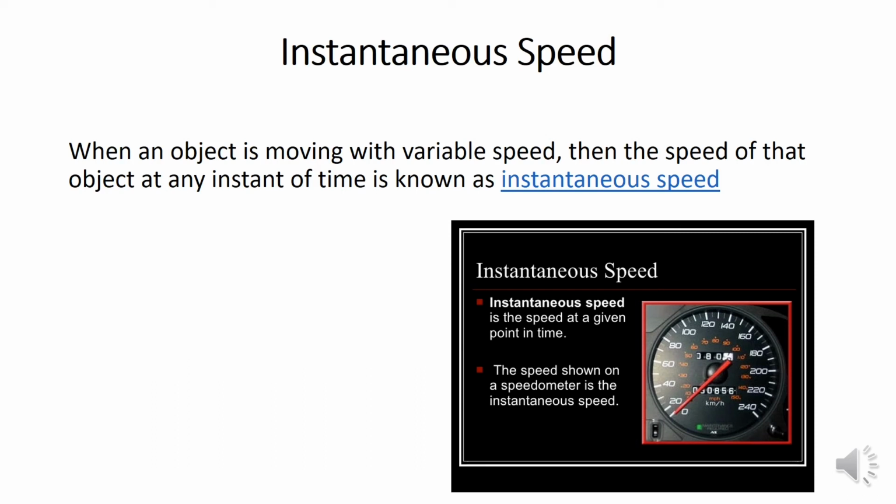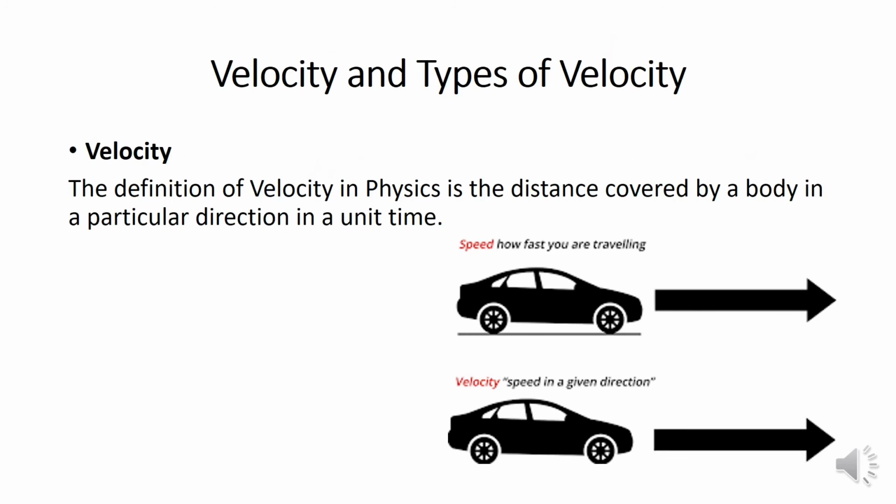Okay, then we move on to velocity and types of velocity. Well, velocity, in simple terms, is speed in a particular direction. Now, the definition of velocity in physics is the distance covered by a body in a particular direction in a unit time. So, we could say that in speed you have distance upon time. In velocity, we look at the displacement upon time. It has a direction. Okay.